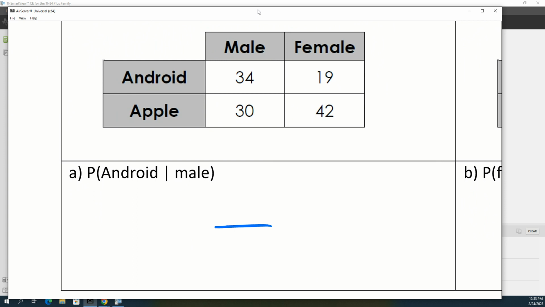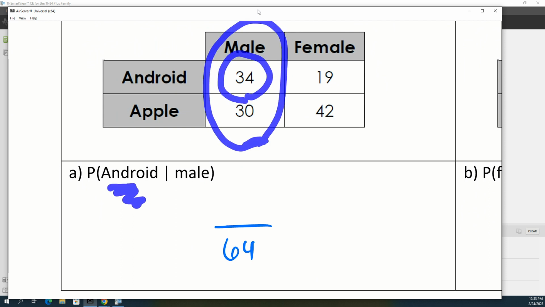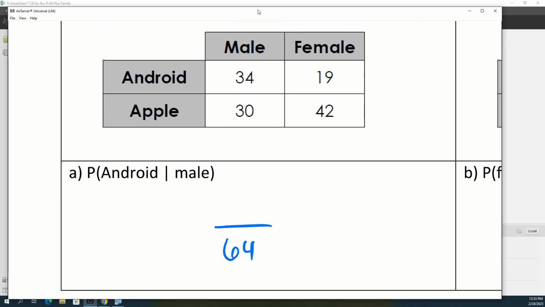All right, so who do we care about this time? The male. So we know this person is a male. So we want the probability of an Android user given that it is a male. So how many males are there? Good, 64. And we only care about them right now. We're not looking at the females at all. So what would you put on the numerator? 34. Because there's 34 Android users in that column. And then just leave it like that. If you reduce it, it's okay. It won't be wrong, but there's no reason to, just leave it.